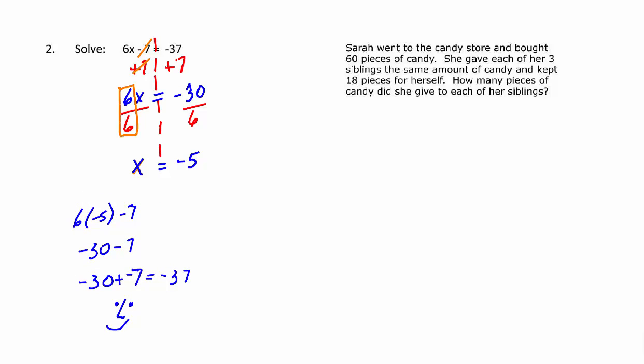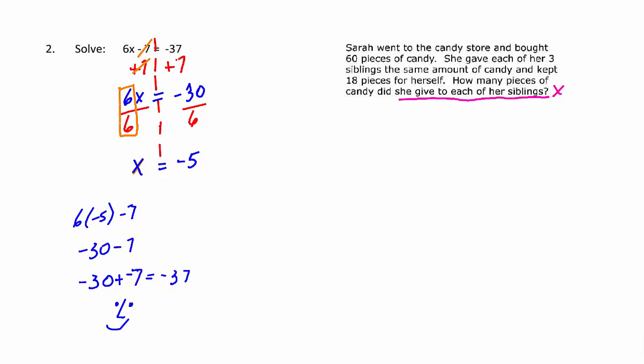All right, Sarah went to the candy store, bought 60 pieces of candy. She gave each of her 3 siblings the same amount of candy, kept 18 for herself. How many did she give each of the siblings? Well, each of those siblings got X pieces of candy. How many she gave to the siblings? That's X pieces of candy.